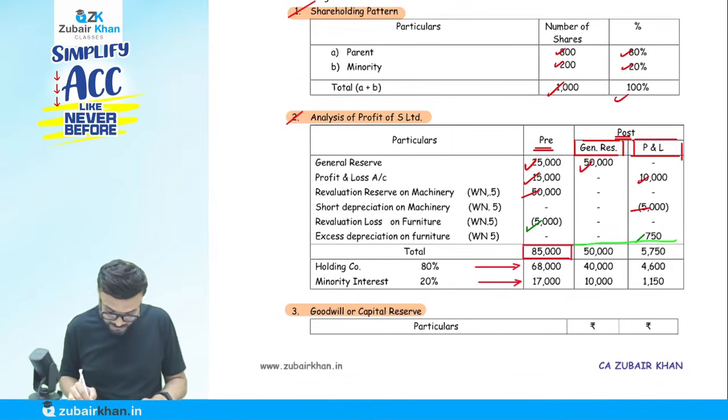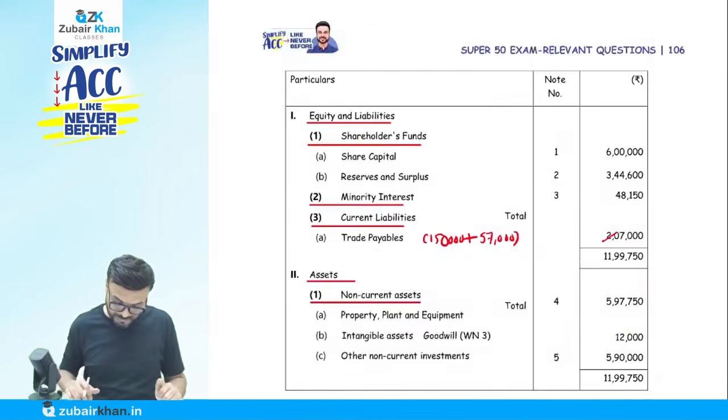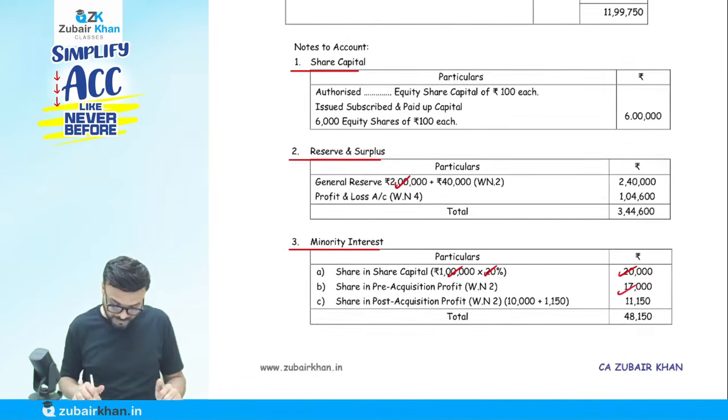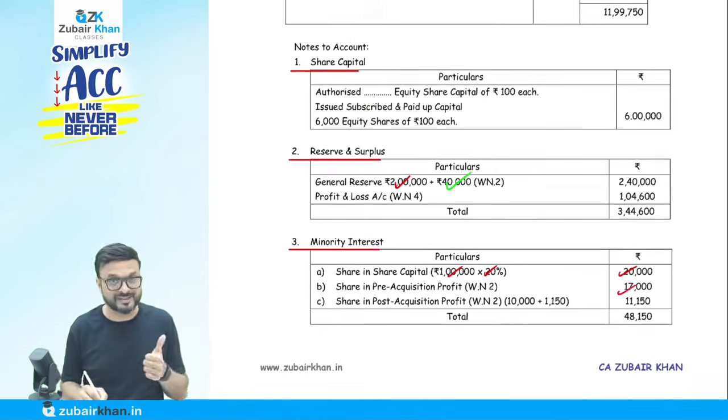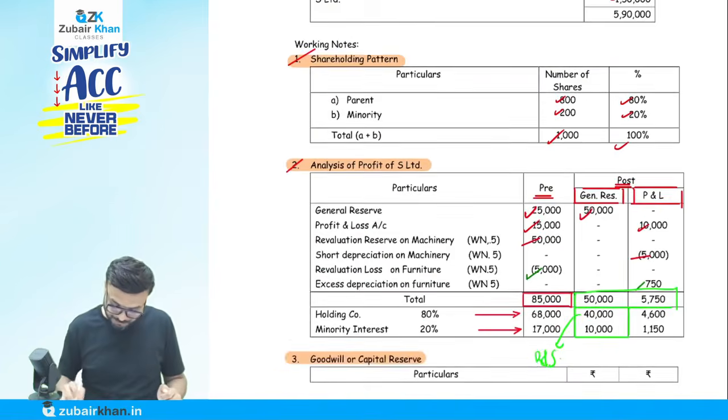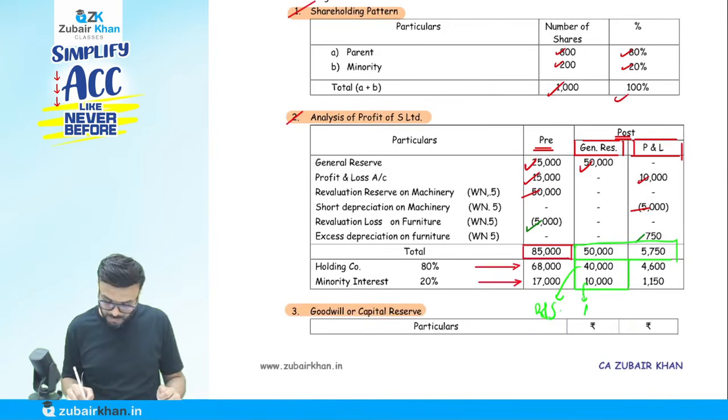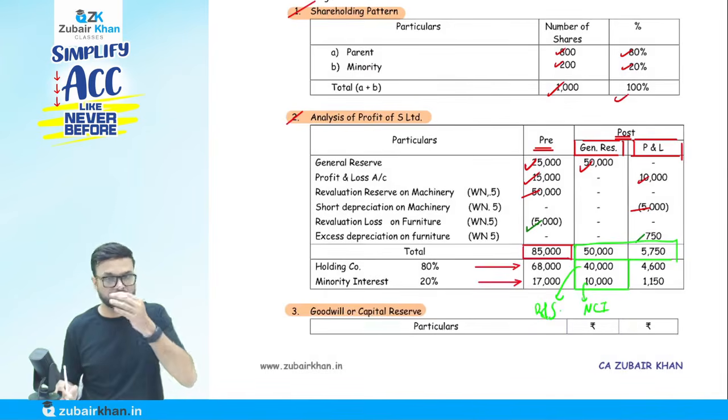But what happened here now? This general reserve, first let me talk. General reserve will go to general reserve only. So it will go in reserve and surplus. Where will it go? Reserve and surplus 40,000. So you can see that here now I will add. You can see here now reserve and surplus 40,000. Okay. Now here it will go to non-controlling interest.